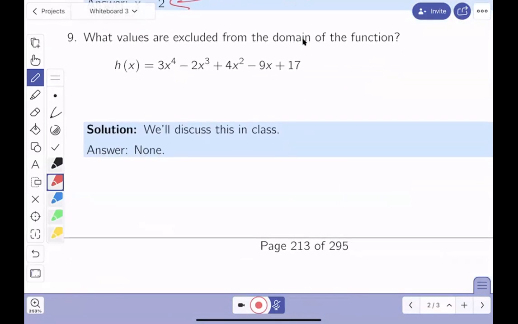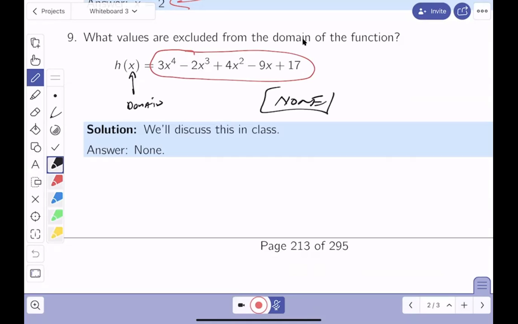Let's go to number 9. What's nice about number 9? It looks difficult, but it's not. Let me point out what's happening over here. This is a domain. It's the numbers coming in. What's their question? What numbers are excluded? So what am I looking at? I'm looking at this thing over here. I don't see any divisions, and they're the big troubles we have, right? There are other troubles like even roots, but right now divisions are big trouble. I see no divisions, so I'm going to say no one is excluded, or none. Look at your answer key, and no one's being excluded.